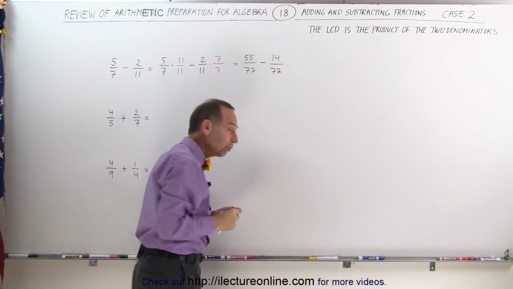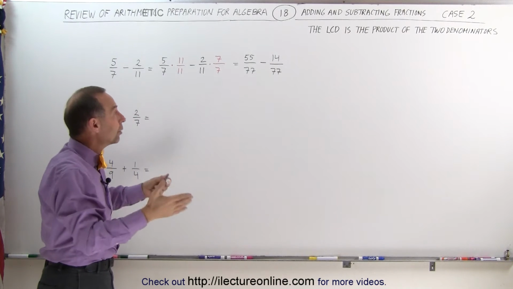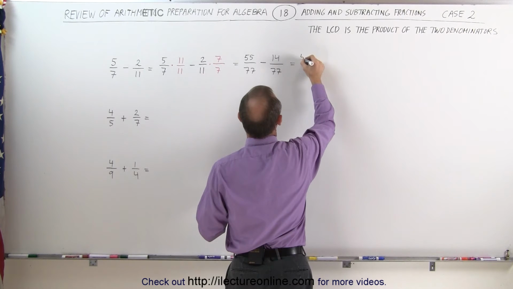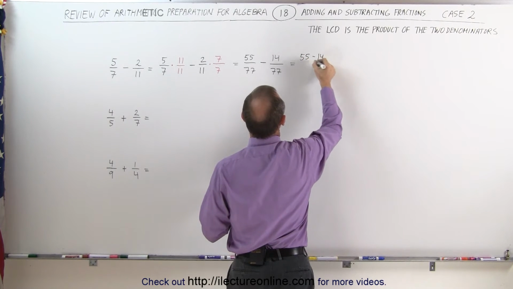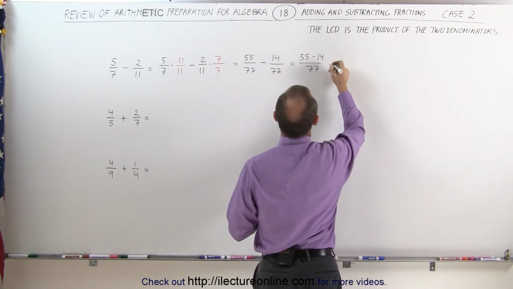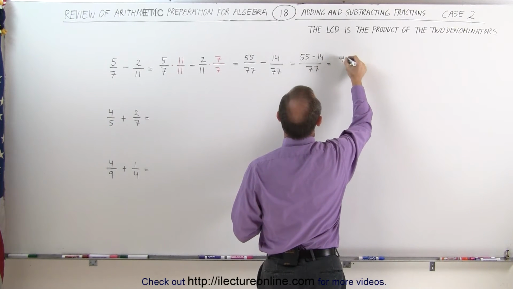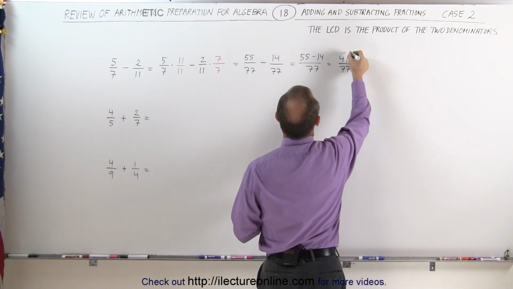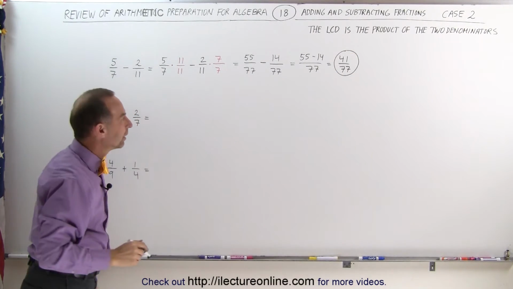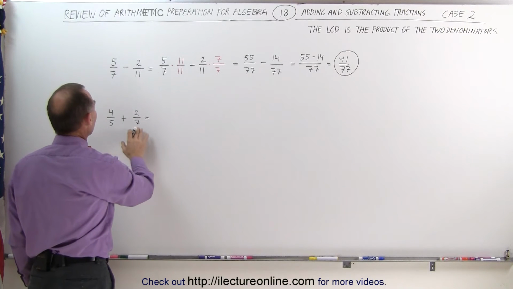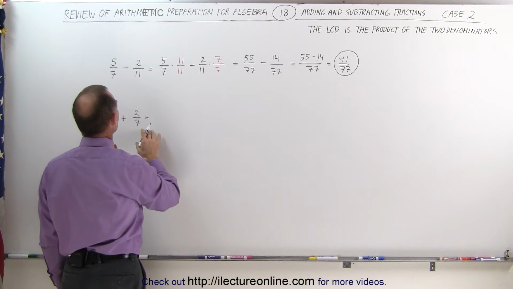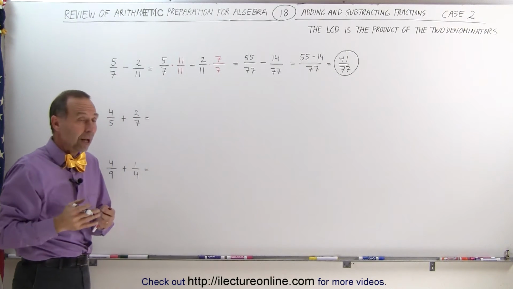Now notice both of the denominators are the same, and we can go ahead and subtract the two fractions. This can now be written as 55 minus 14 over 77, which is now the common denominator. 55 minus 14 is 41, so 41 over 77 is the final answer of that subtraction. We'll do the same here. Again, notice that these are both prime numbers. We need to find the common denominator, which will be the product of the two denominators.